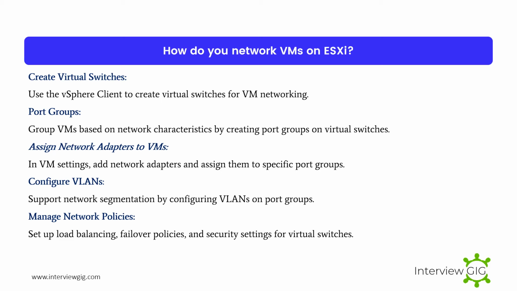Group VMs based on network characteristics by creating port groups on virtual switches. Assign network adapters to VMs. In VM settings, add network adapters and assign them to specific port groups. Configure VLANs. Support network segmentation by configuring VLANs on port groups. Manage network policies. Set up load balancing, failover policies, and security settings for virtual switches.